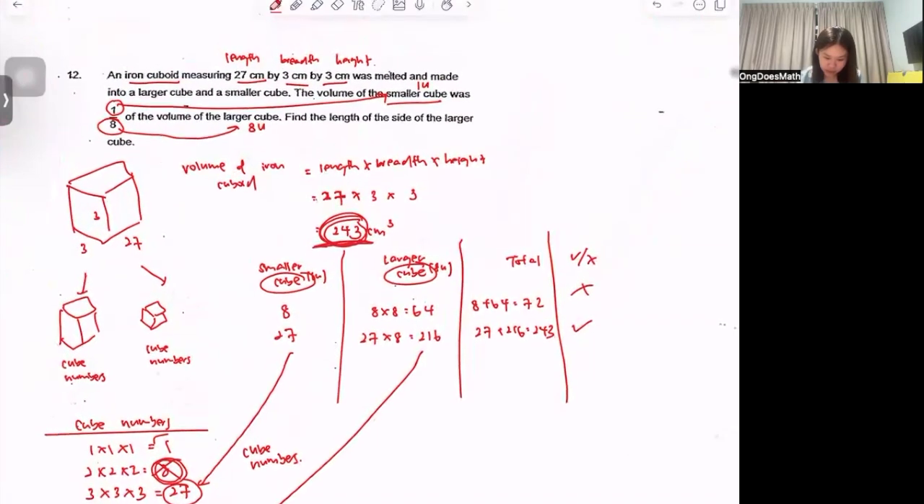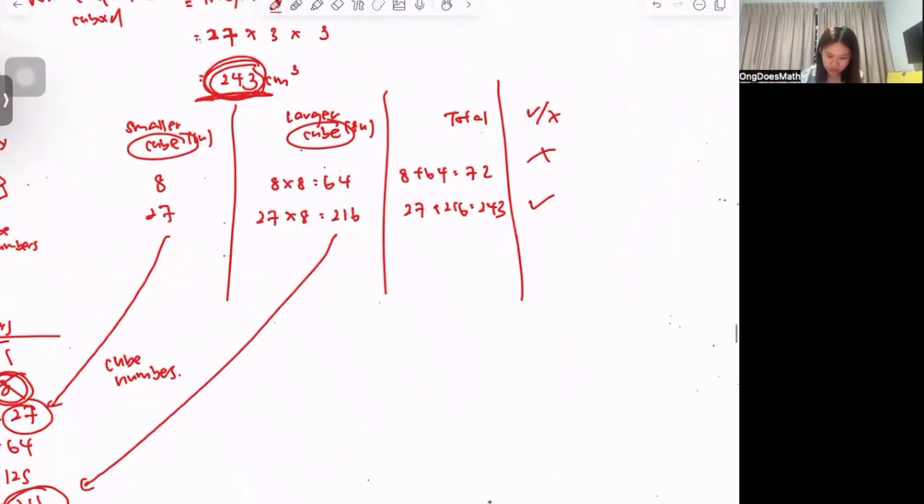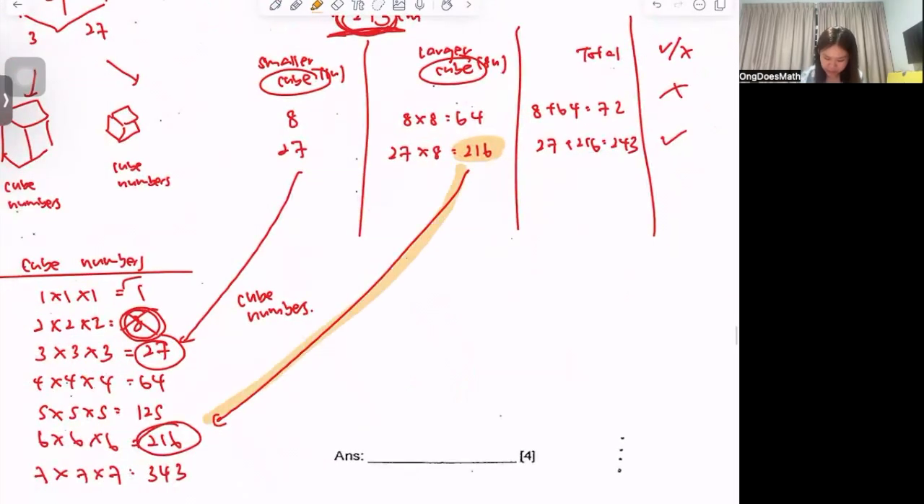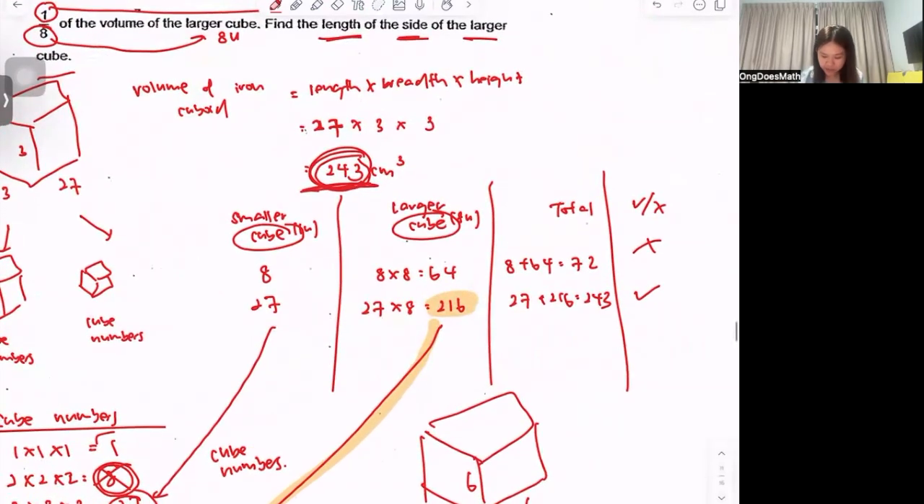So what is the length of the side of the larger cube? The volume of the larger cube is 216, but it came from 6 times 6 times 6, which means the length is 6, the breadth is 6, and the height is 6. And that is why, to answer the question, the length will be 6 cm.